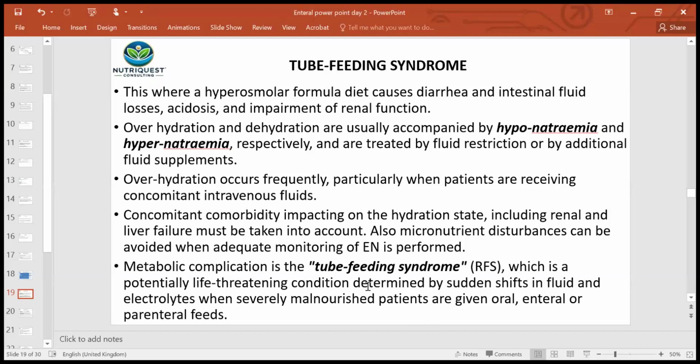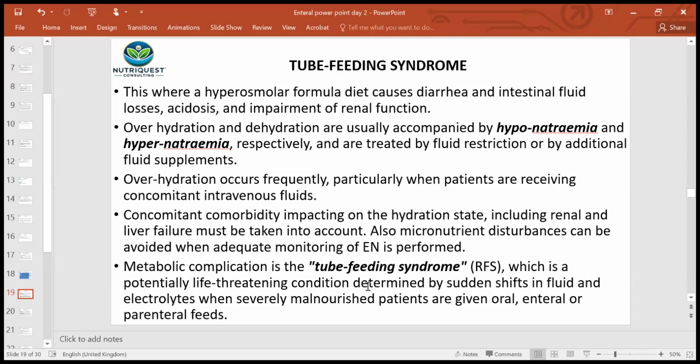Usually you find that the patient's condition changes. Maybe the patient has been starving for long and we start on a higher osmolar feed, meaning feeds which have a higher density or are high in calories. This is known to cause diarrhea, intestinal fluid losses, acidosis, and impairment of renal function. Overhydration and dehydration are usually accompanied by hyponatremia, that is low sodium level, and hypernatremia, high sodium level, respectively. So if you overhydrate the patient, giving more fluids than is recommended.